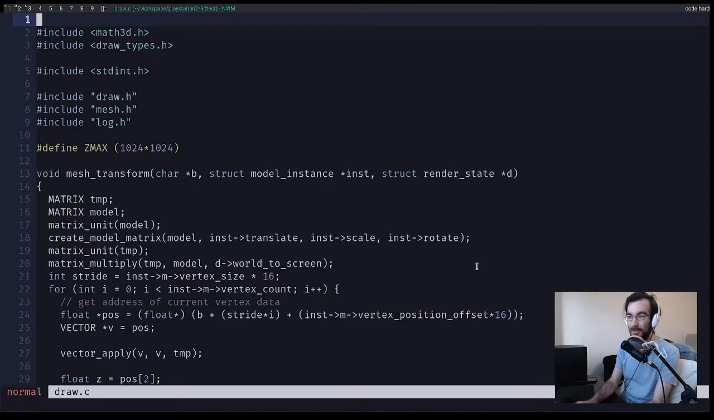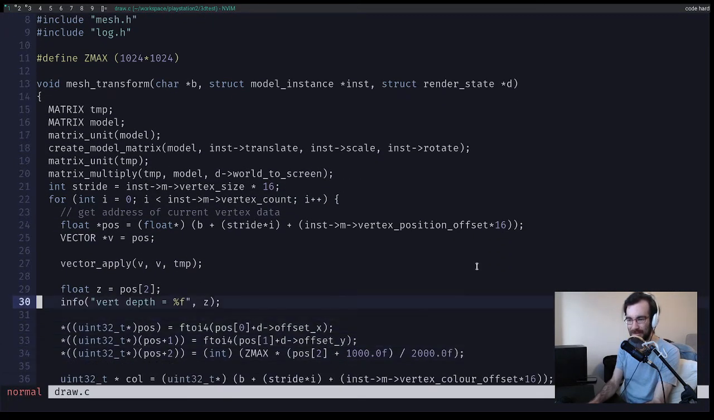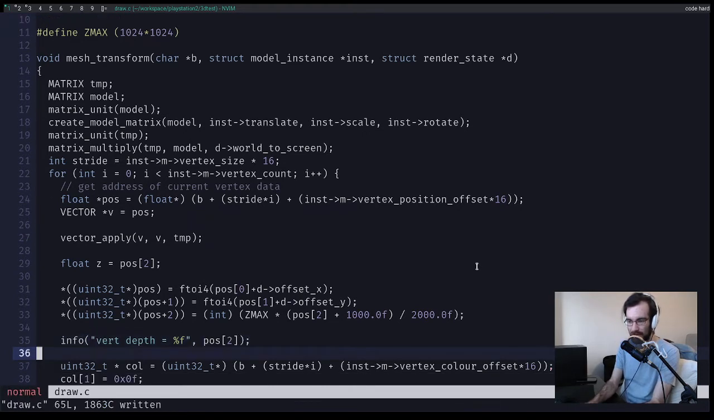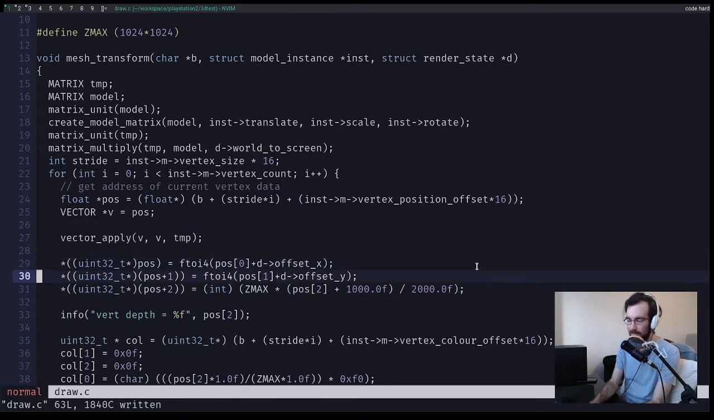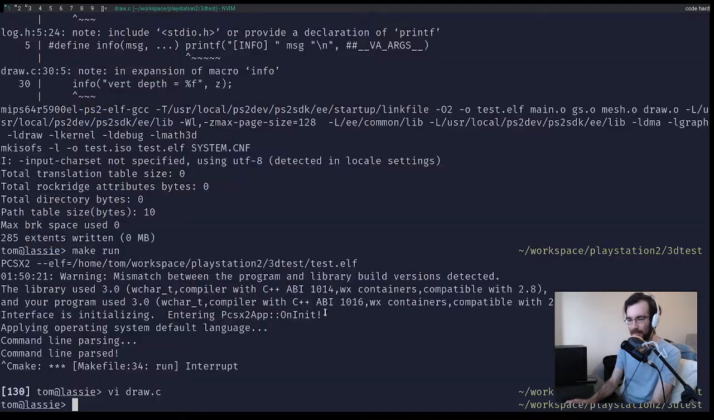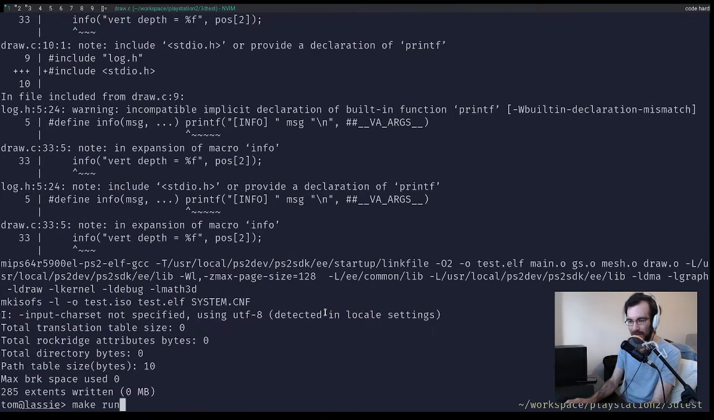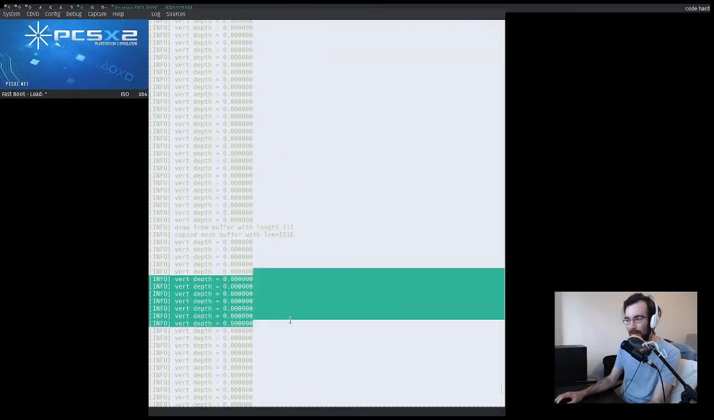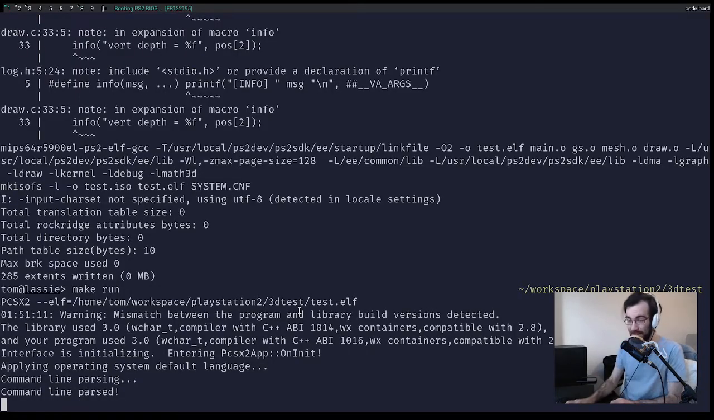So first off, let's stop logging the Z position we're reading in. Let's log it after we've casted it, so pos 2. And then this should be a number in the range of 0 to Z max. So I don't know why dividing it by Z max is giving us such a weird value. But let's see what we get when we run it. Everything's 0. Okay, well, that explains why we're getting such a weird value.